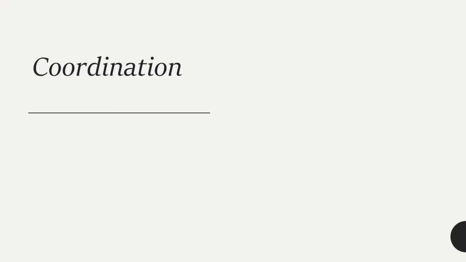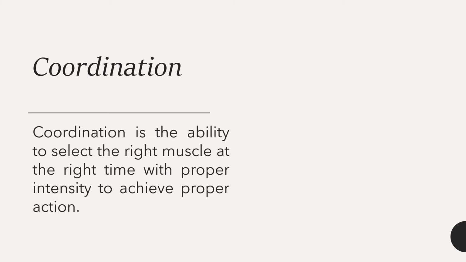Now let's see what coordination is. Coordination is the ability to select the right muscle at the right time with the proper intensity to achieve a proper action. Now, the Sinhala word for coordination is samayojana. Here, our body organs coordinate in order to bring about the action.